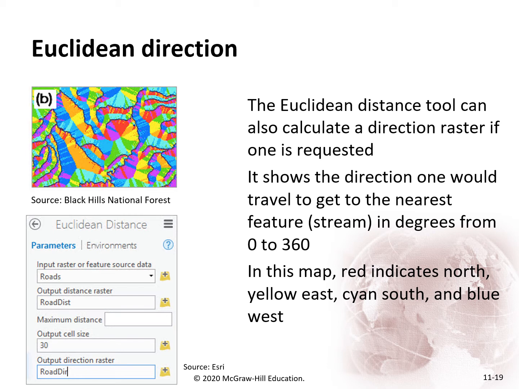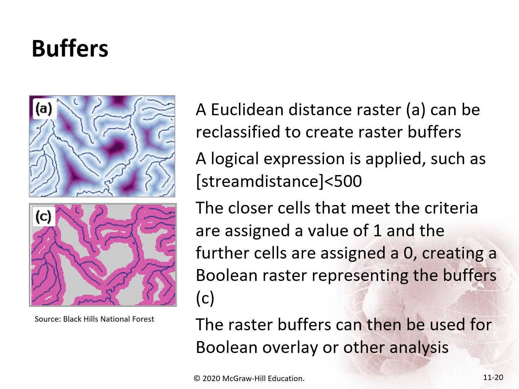Euclidean direction calculates a directional raster. It shows the direction that you would have to travel to get to the nearest closest feature. And so first it identifies where the closest feature is, and then it figures out what that direction is. And it gives you something like this.